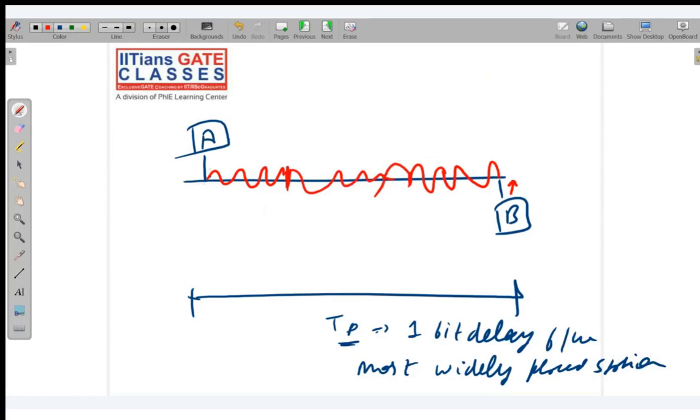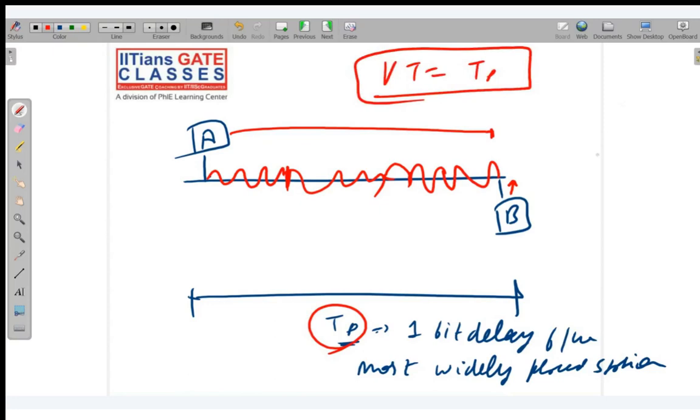See, this is for sure: if the first bit from A reaches B, and then B tries to sense the channel, it will find it busy. So now there is no worry at all. But what is the time for one bit to reach from A to B? That is TP time. So TP is the range of time in which collision can take place. So here the vulnerable time is TP. Are you getting it? Vulnerable time is equal to propagation time, that is TP.